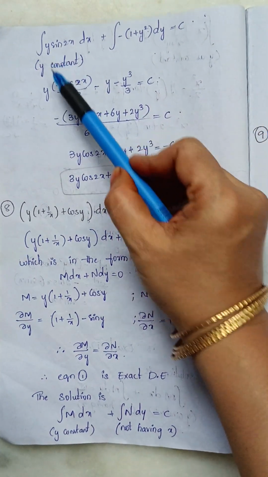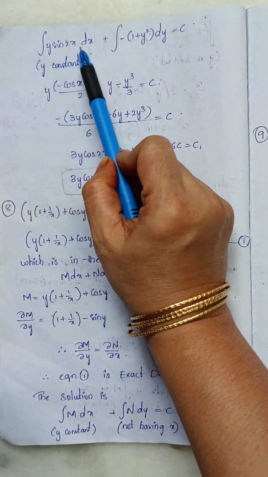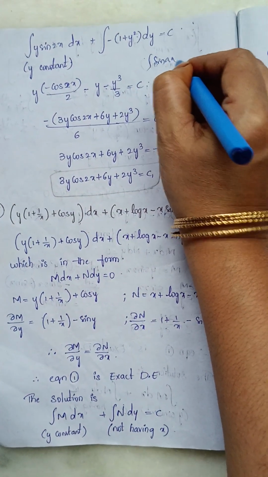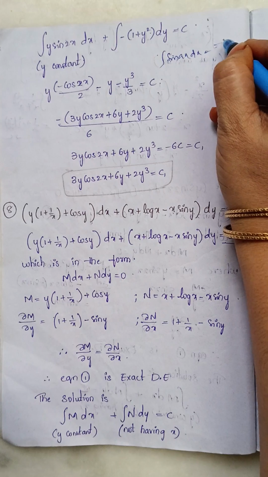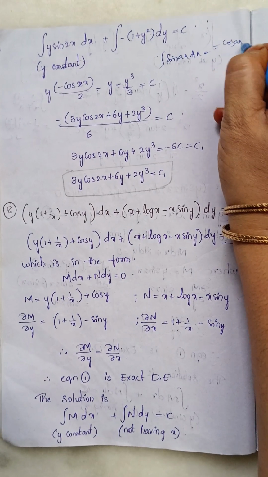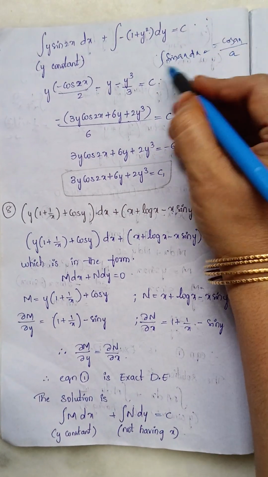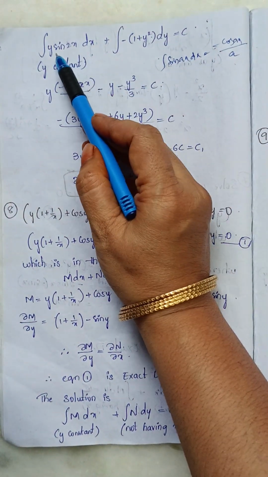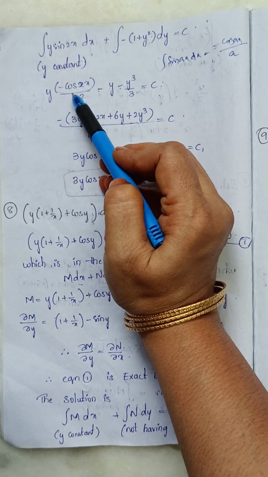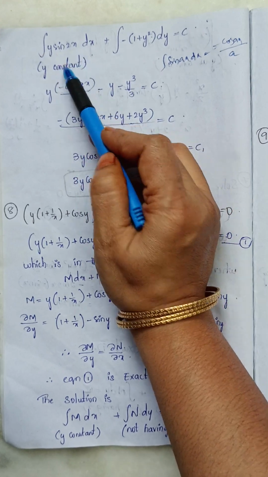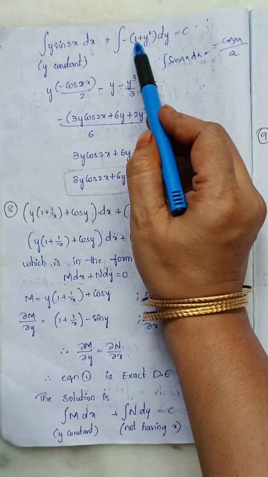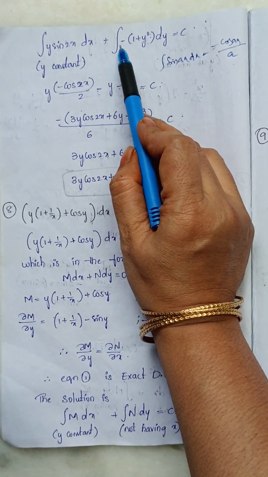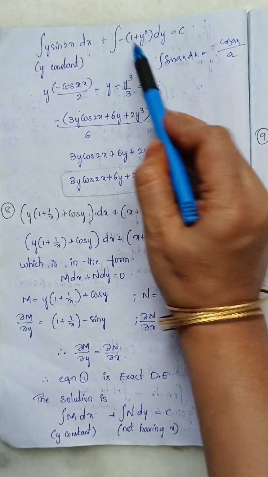Here y is constant, so integration of sin ax dx is minus cos ax divided by a. In the derivative, a comes in the numerator; in the integration, a comes in the denominator, plus c. So here, sin 2x integrates to minus cos 2x divided by 2, since a is 2. Then minus the integration of 1 dy, which is y, and minus into plus minus, y square integrates to y cube by 3, equal to c.